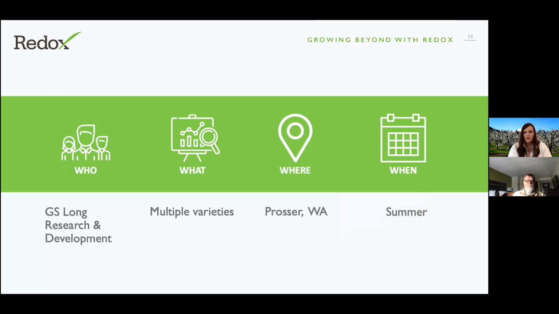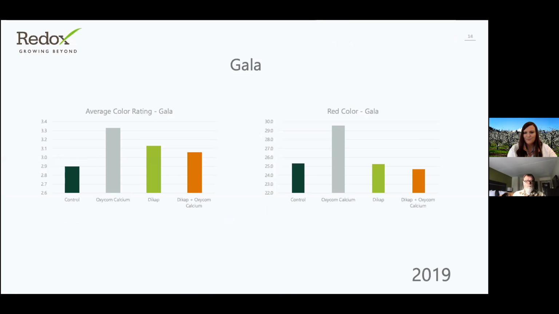And so now I'm going to share just a few of the GS Long research that they've done looking at both Oxycom calcium and DICAP on several varieties. Most of these are done in the Prosser, Washington area. So in 2019, they looked at both Oxycom calcium and DICAP, and also did a combo. We wanted to see if there would be an additional benefit from combining products, and we did not see that.